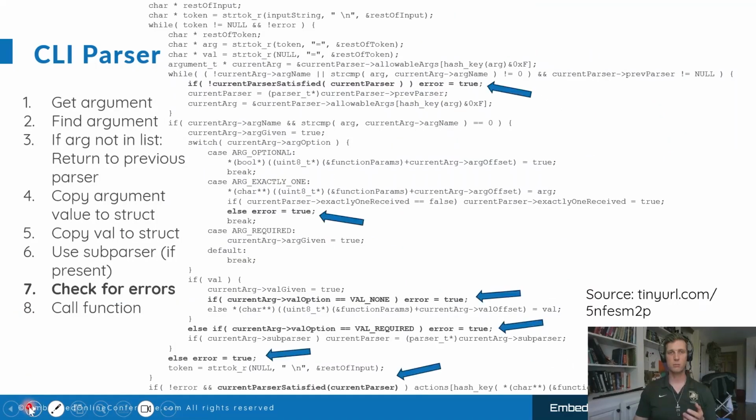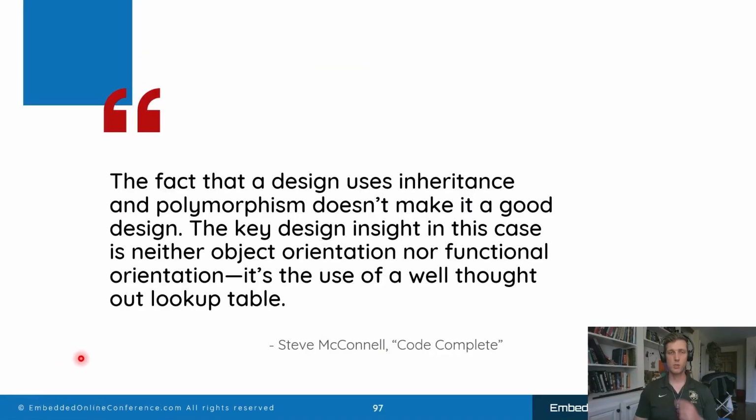Steve McConnell, in referencing lookup tables, says, sometimes it's not a good design just because we use inheritance or polymorphism, or even if we write really clean procedural code. Sometimes the key to a good design is a well thought out lookup table, or I think you could replace this with a well thought out data structure.